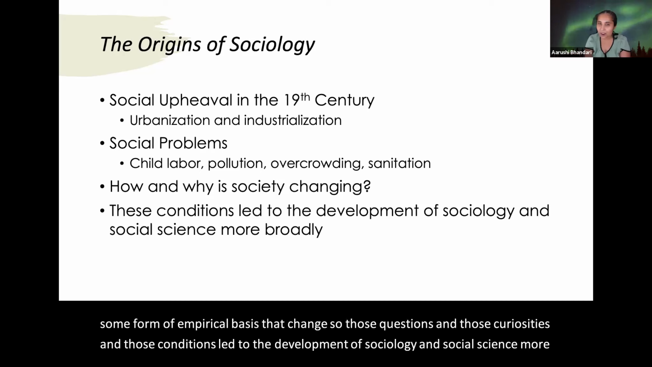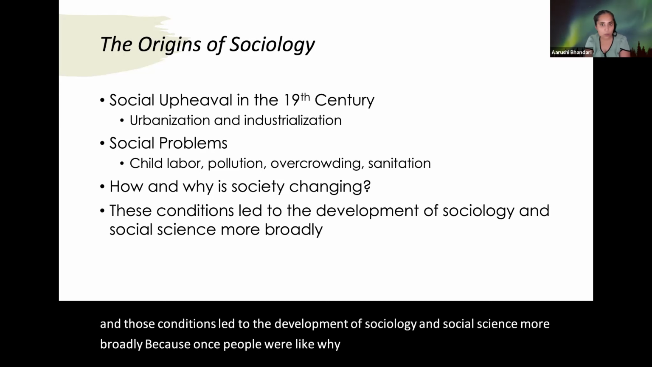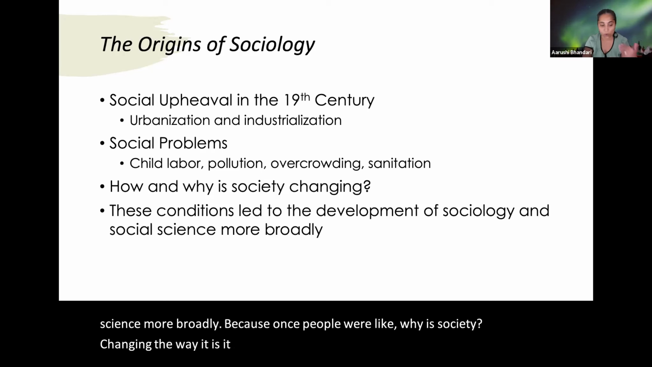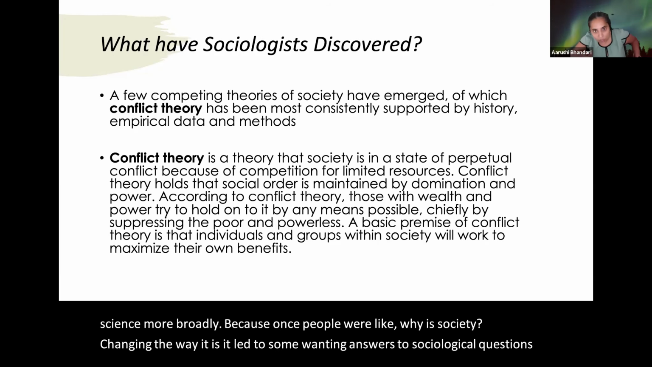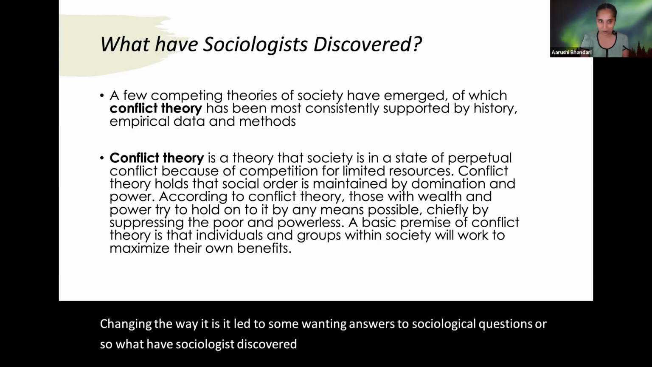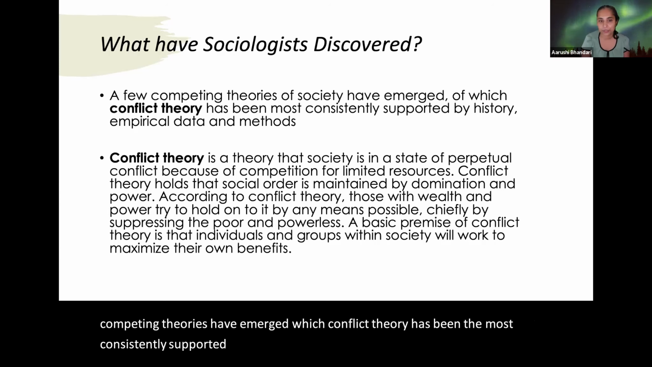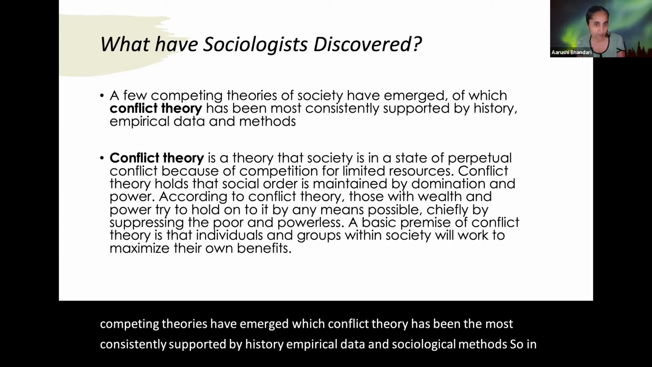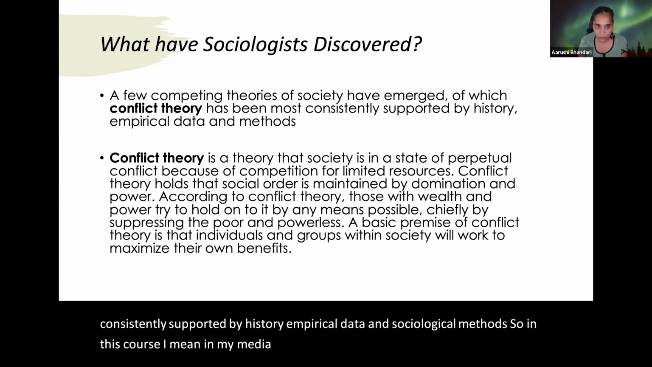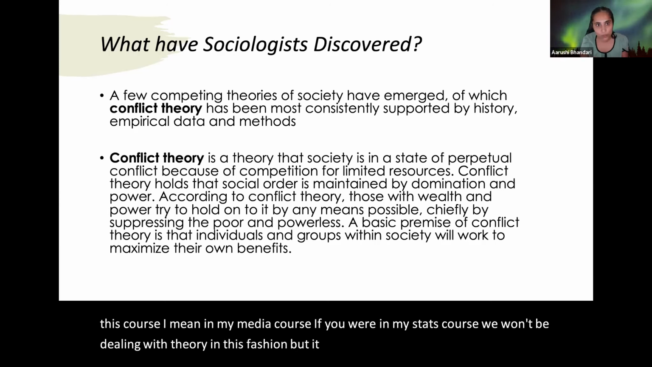Once people were asking why society is changing the way it is, it led to wanting answers to sociological questions. So what have sociologists discovered since the 19th century? Well, a few different competing theories have emerged, of which conflict theory has been the most consistently supported by history, empirical data, and sociological methods. In my media course, if you're in my stats course, we won't be dealing with theory in this fashion, but it's still helpful for you to know what sociology is.